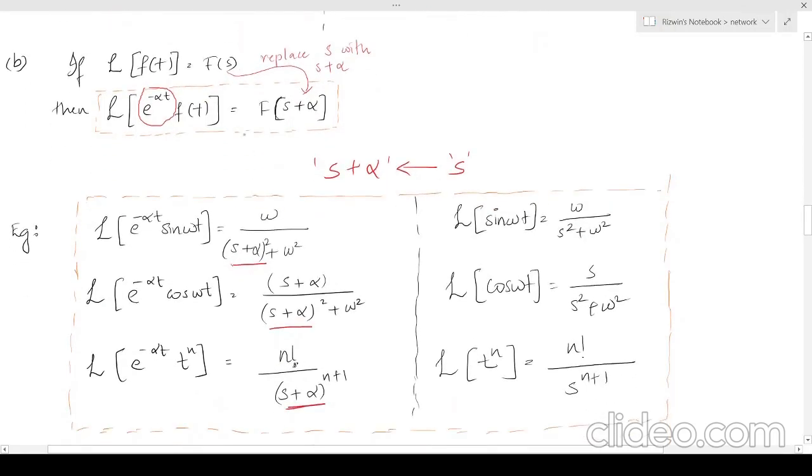And we can discuss a few examples based on this. Here on the right hand side we have three functions: sin omega t, cos omega t and t raised to n. The Laplace of each is already discussed earlier, which is omega by s square plus omega square, s by s square plus omega square, and the Laplace of t raised to n is n factorial by s raised to n plus 1.